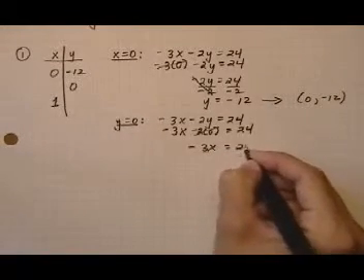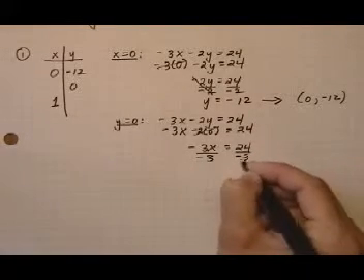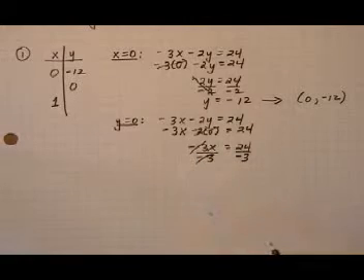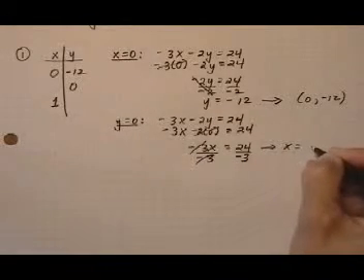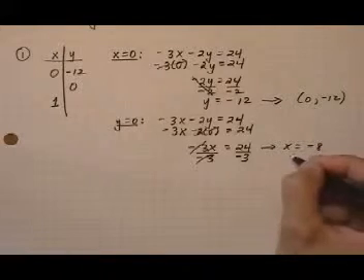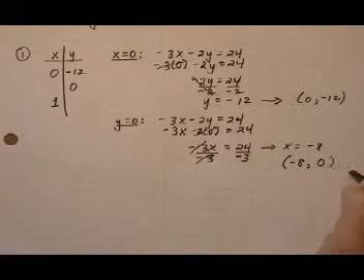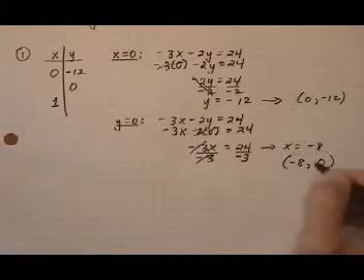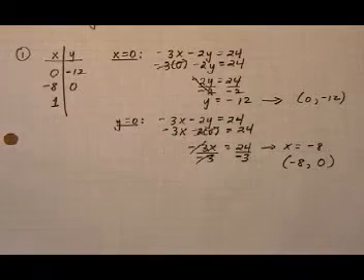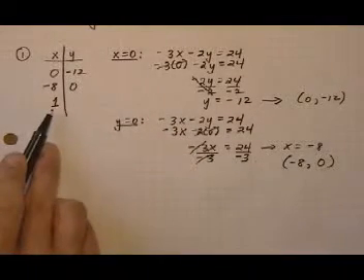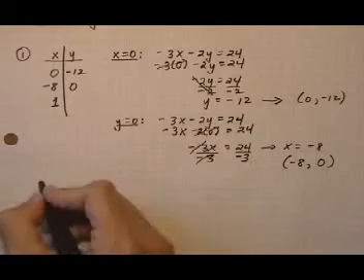Negative 3x equals 24 is left. Divide by minus 3. Makes the minus 3 cancel on the left. And we're left with x equals negative 8, which means we have an ordered pair: x is negative 8 when y is 0. So again, we're going to fill that into our chart. Negative 8, 0. And then we have one more point to find. Let's find the point for x is 1, and we'll find the y value that goes with it.